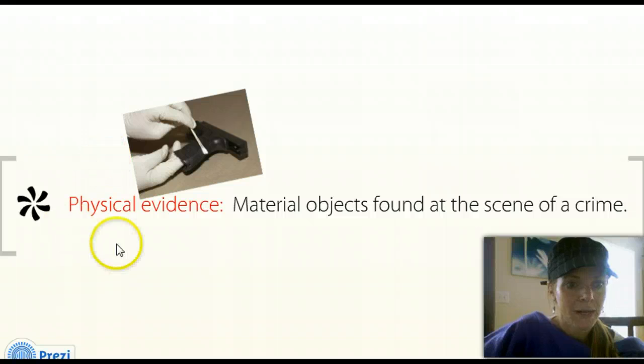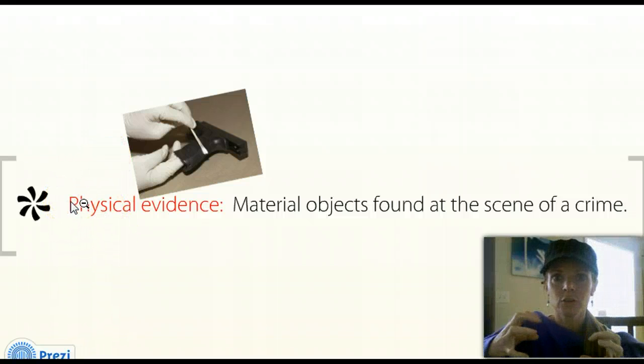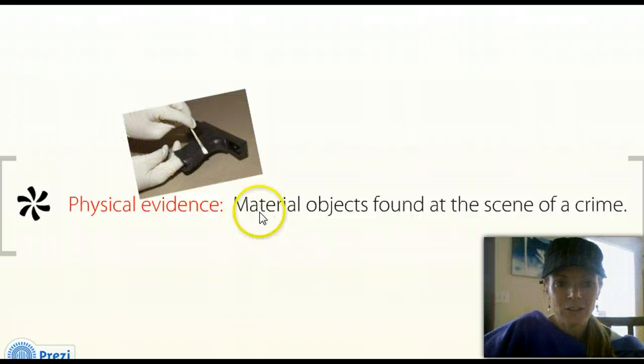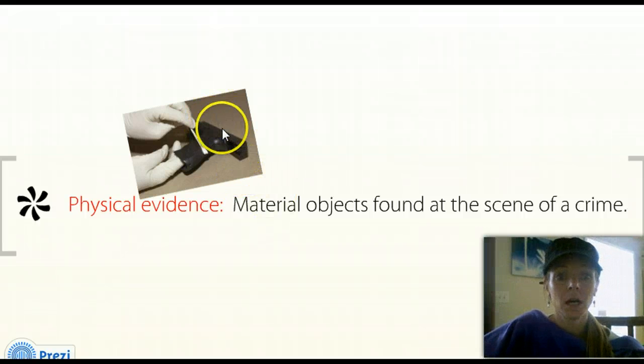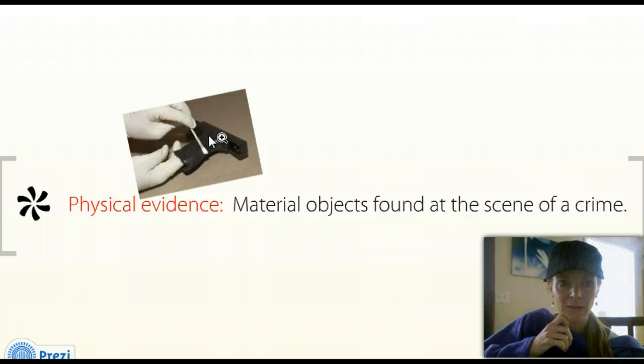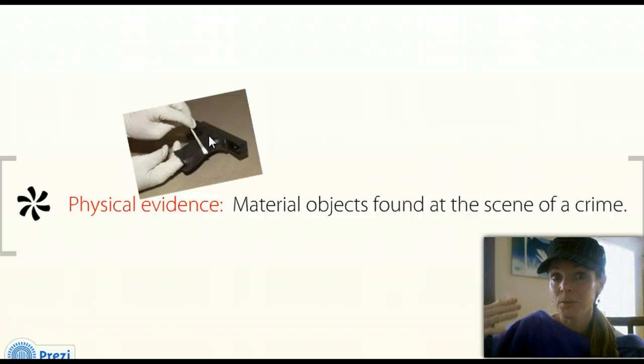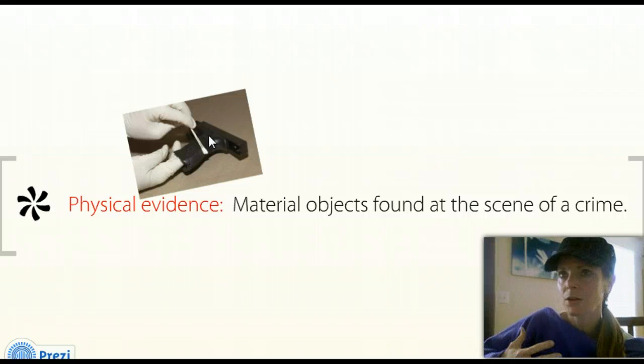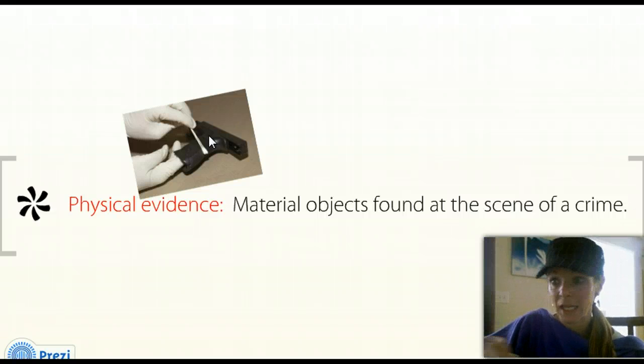We have physical evidence. That comes under circumstantial. Physical evidence is just material objects found at the scene of the crime. That could be a note, that could be a gun, that could be many different things, okay? That's physical evidence. Again, it's still circumstantial because it's not something that an eyewitness, unless the eyewitness said, that person had a gun and it was that gun, okay? But this is still considered circumstantial.